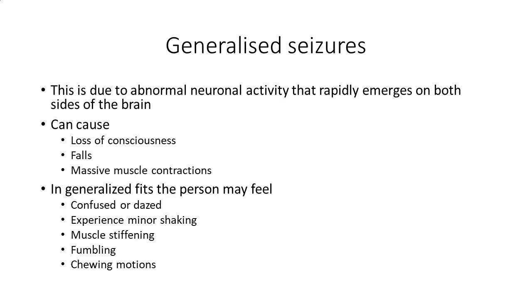Coming to the other group, called generalized fits, generalized seizures. This is due to abnormal neuronal activity that repeatedly emerges on both sides of the brain. So it can cause loss of consciousness, it can cause falls, or it can produce massive muscle contractions. In generalized fits, the person may feel confused or dazed, experience minor shaking, muscle stiffening, fumbling, or even chewing motions.